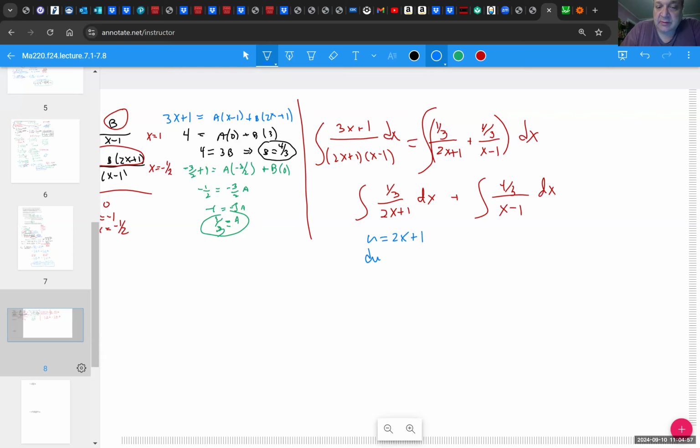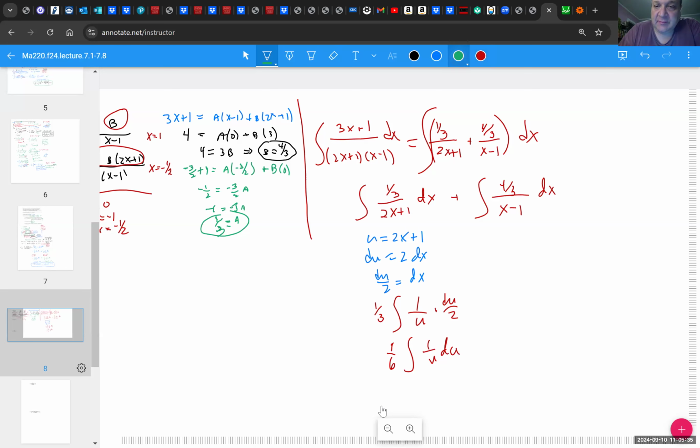Here, du is equal to 2dx, or we get du over 2 is dx. So when I put this back into the formula, I'm going to take the 1/3 out just so I don't get confused. 1/3, and then I get my fraction is 1 over u, and then dx is now du over 2. So I can take my 2 out as well, and I get 1/6 integral of 1 over u du, which is the natural log thing.